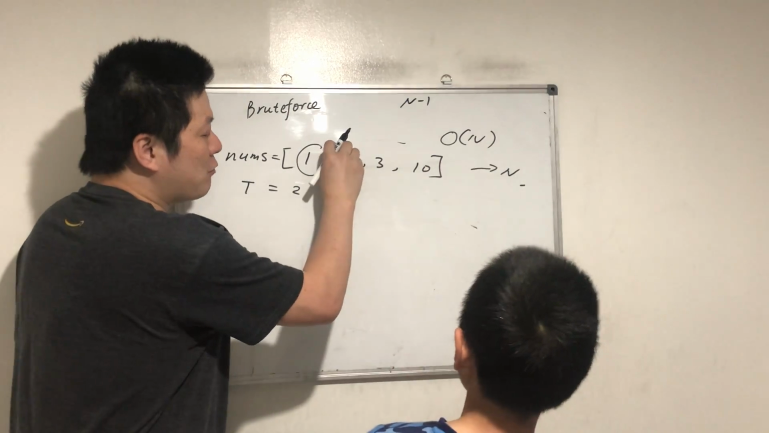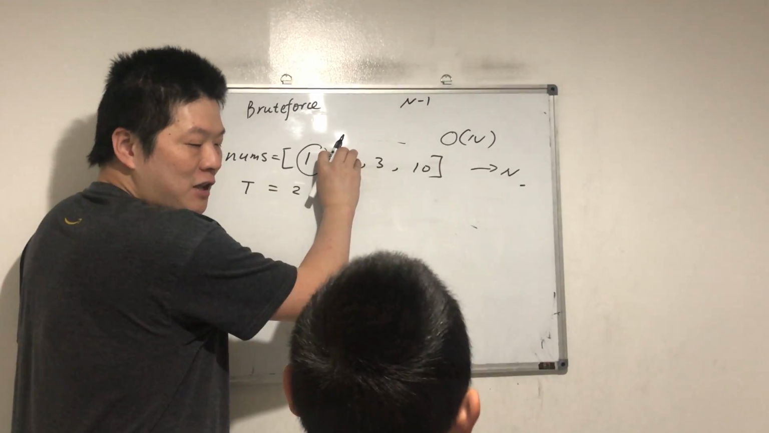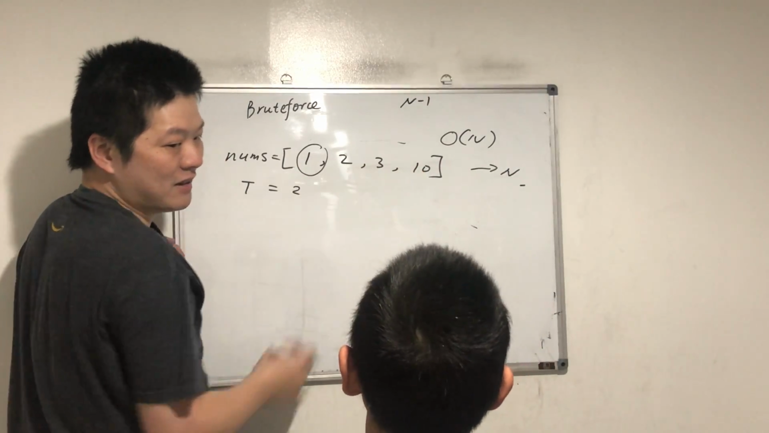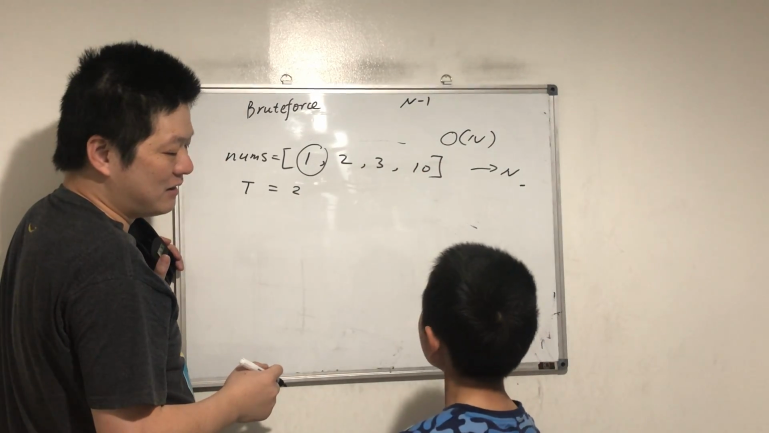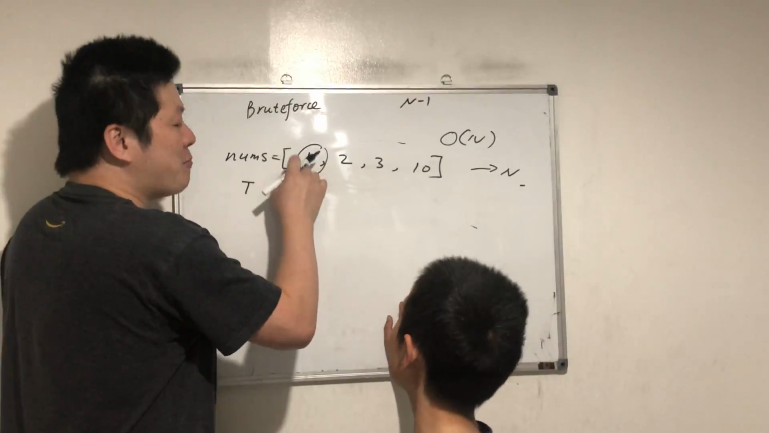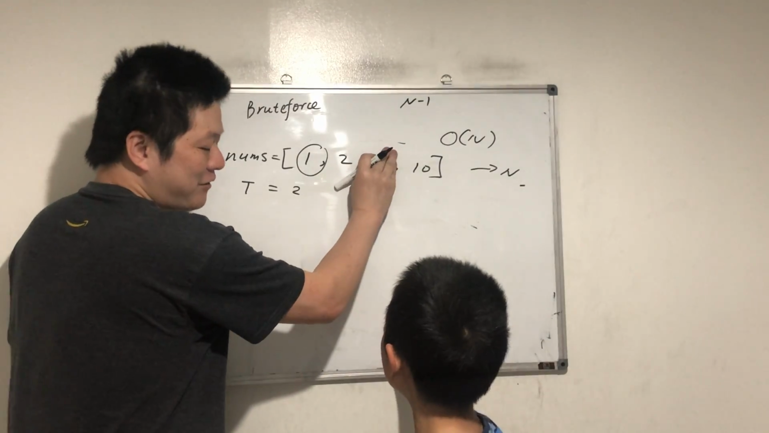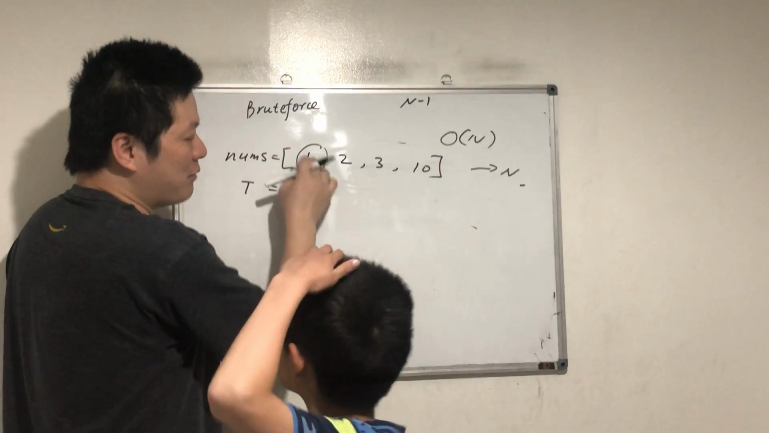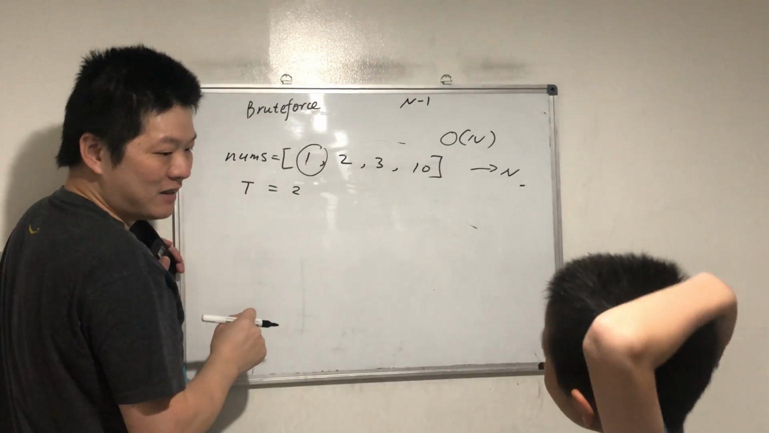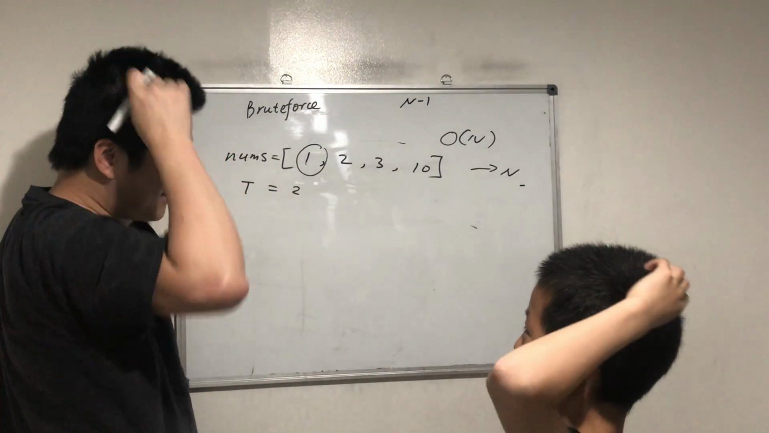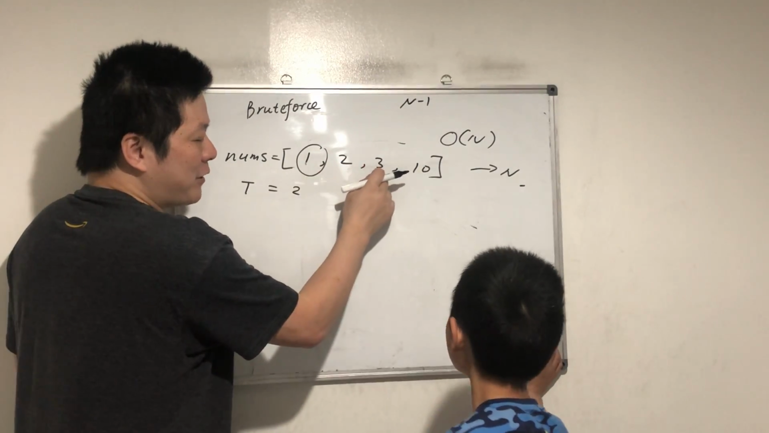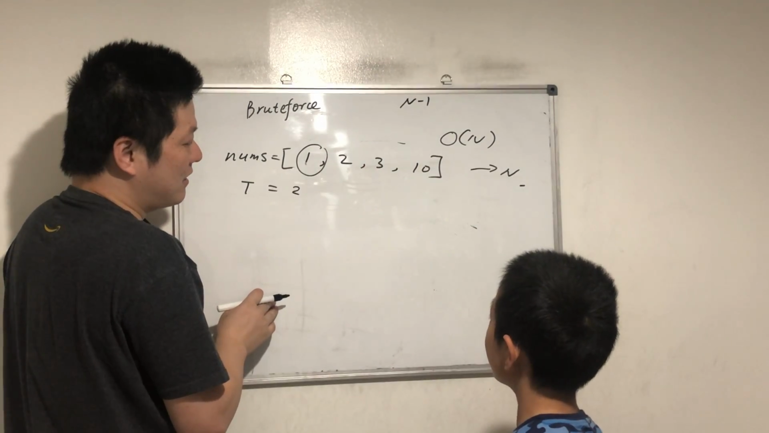Do you understand what I'm talking about? Not really. If I take away 2, how can I know immediately what's the sum of 1 plus 3 plus 10? Do I need to calculate that? If I take away 3, how do I know exactly the sum of 1 plus 2 plus 10? Think about it. What's the sum of 1 plus 2 plus 3 plus 10?